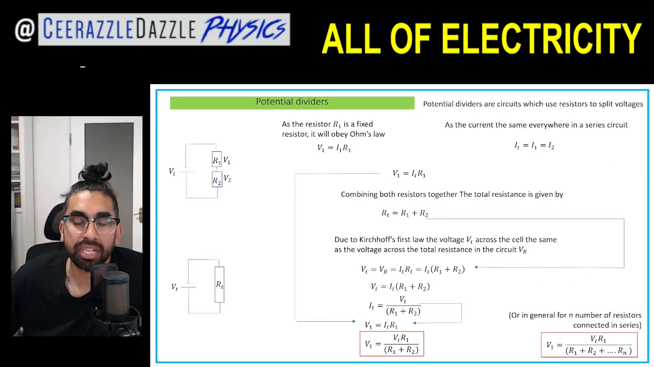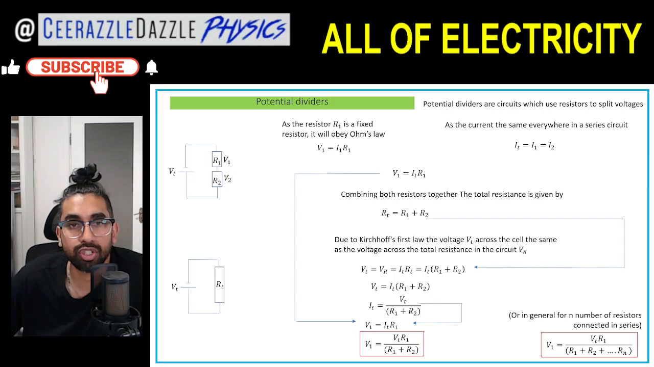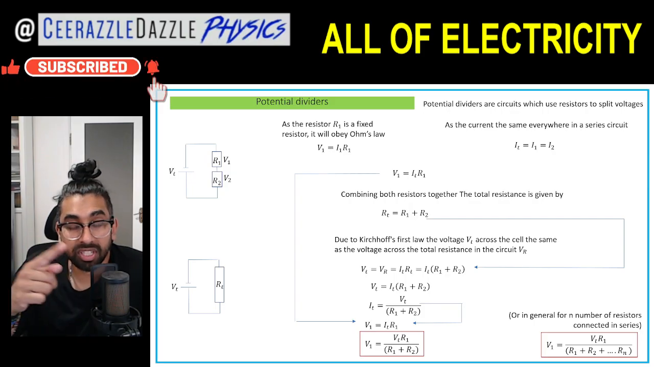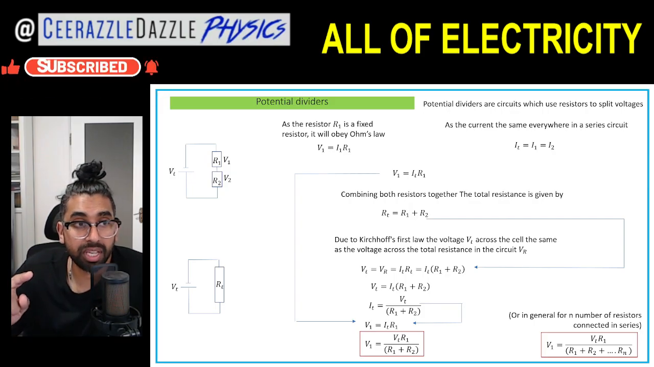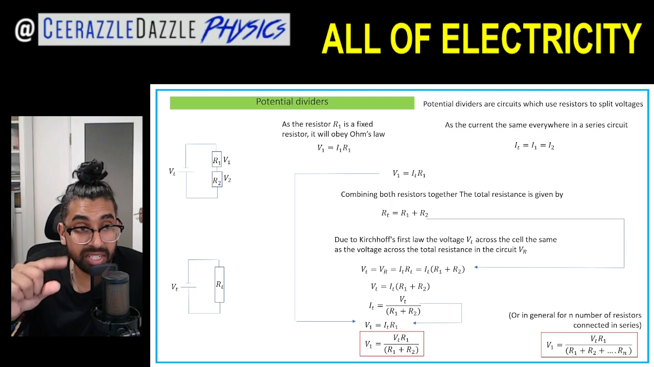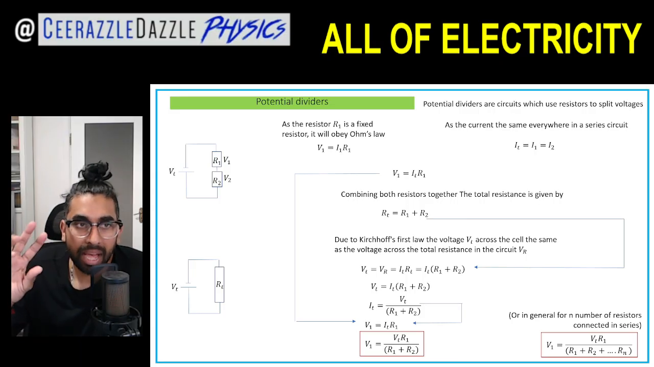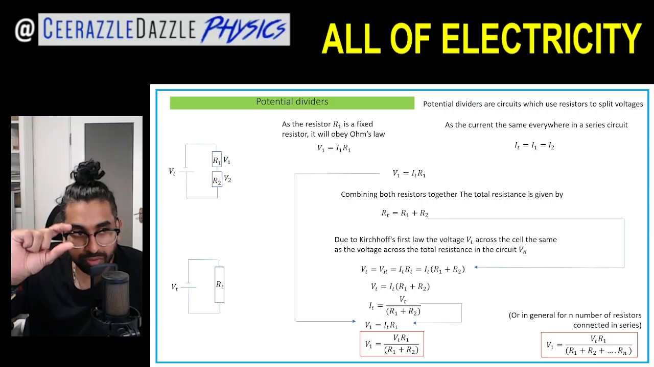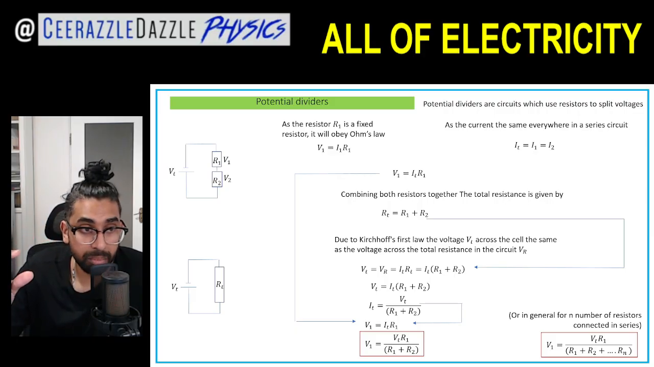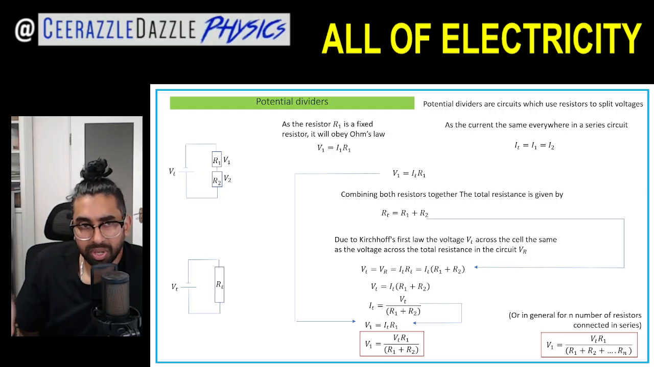Potential dividers. Potential dividers are circuits which use resistors to split voltages. Okay, so as you can see on the left hand side over here, I've got a simple circuit with a power source VT, that's the voltage provided across the terminals. V1 is going to be the voltage dropped across resistor 1, and the V2 is going to be the voltage dropped across resistor 2. Right, so how on earth do we use potential dividers? Well, we can simply split that incoming voltage, so the voltage from the cell, into different amounts based upon the resistances in the circuit.